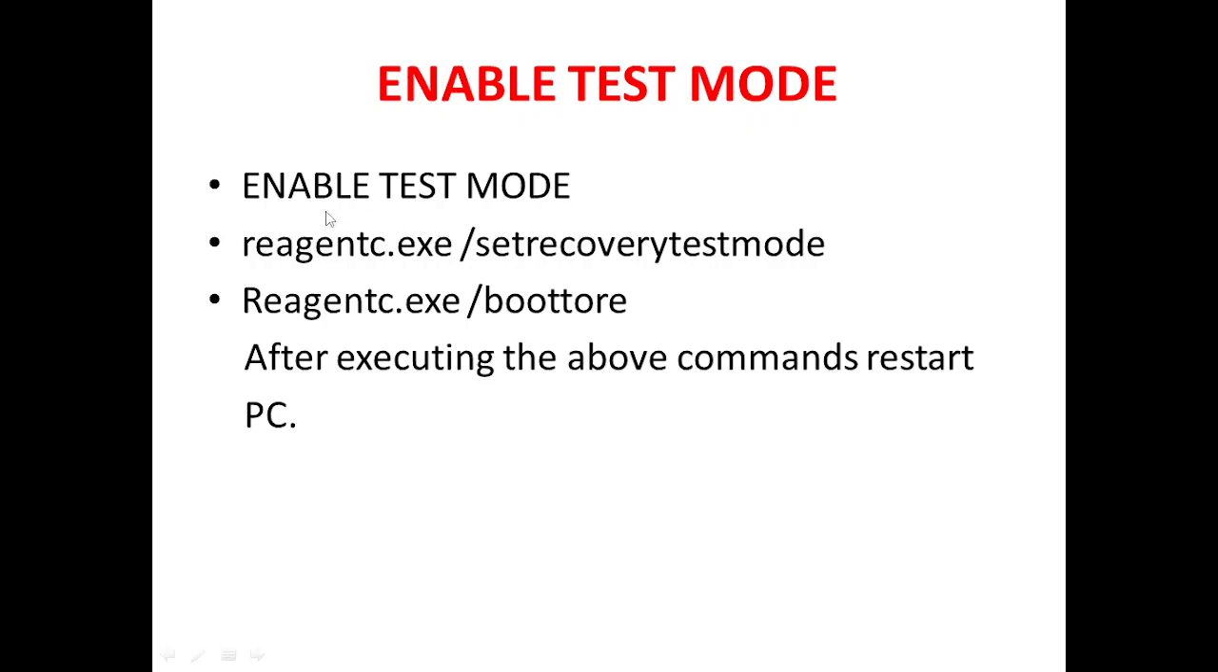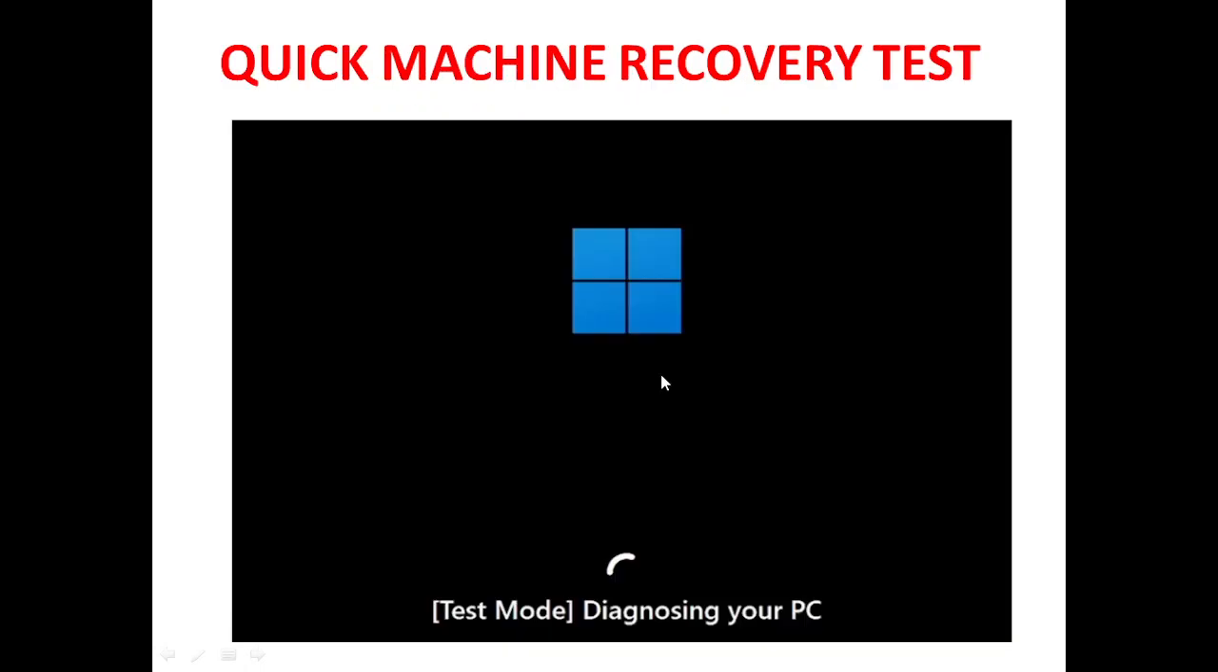If you want to enable test mode, after that you need to execute these two steps also on the command prompt. To enable the test mode, run reagentc.exe /set recovery test mode, and another command is reagentc.exe boot to recovery environment. After you apply these settings, restart your PC, and it will go directly to the test mode. In case there is an issue, it will automatically solve it.